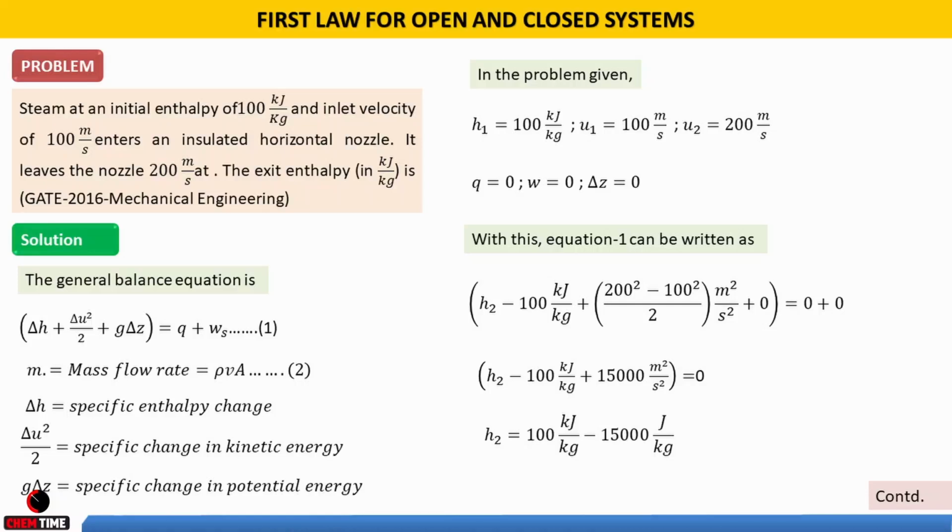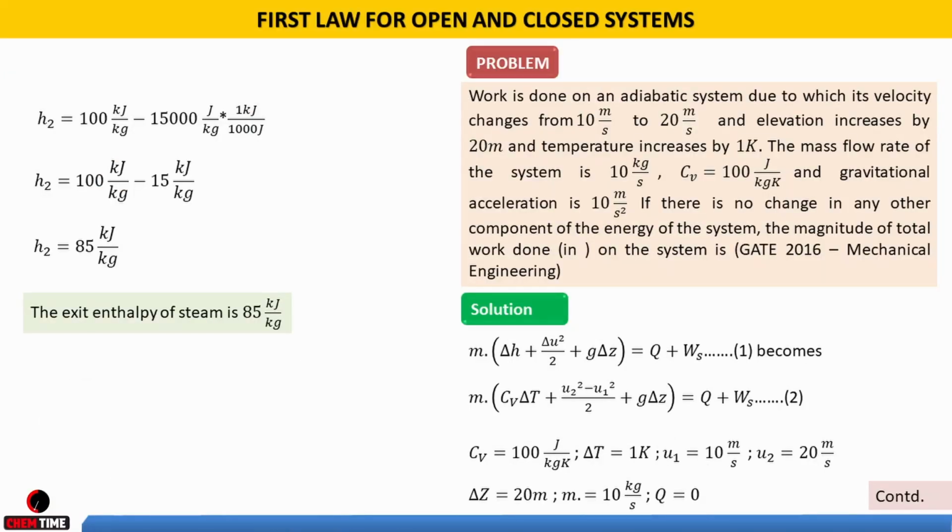As we have seen in our previous presentations, the meter square per second square can be expressed in terms of joules per kg. But here the H1 is in terms of kilojoules per kg. So this also will have to be expressed in kilojoules per kg, which boils down to 15. So as a result, the enthalpy at the exit is 100 kilojoules per kg minus 15 kilojoules per kg, which is 85 kilojoules per kg.